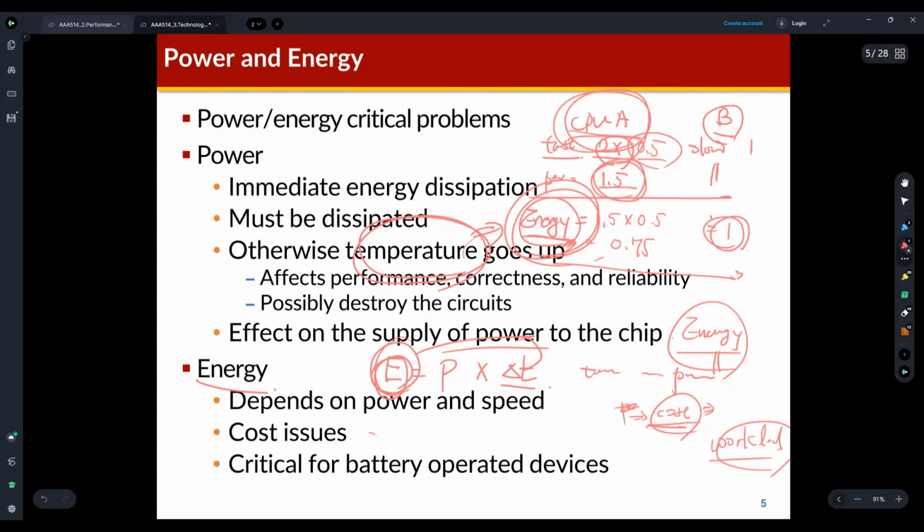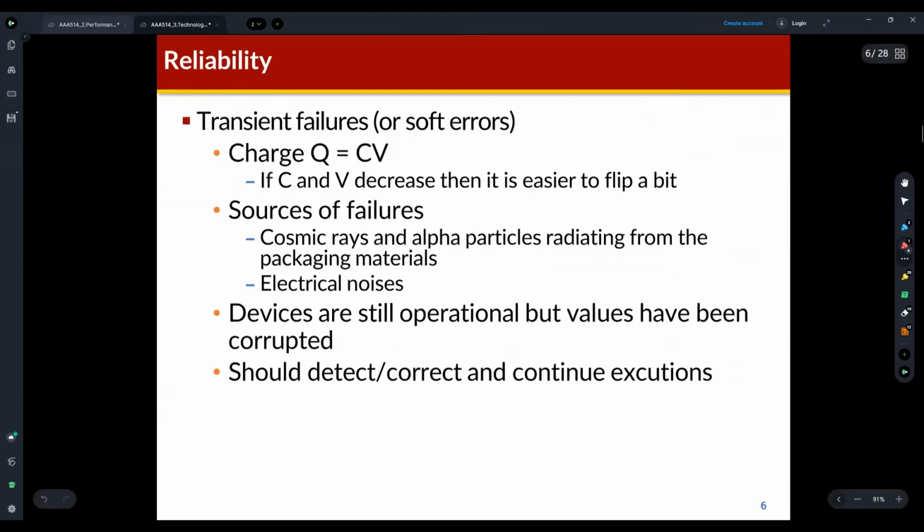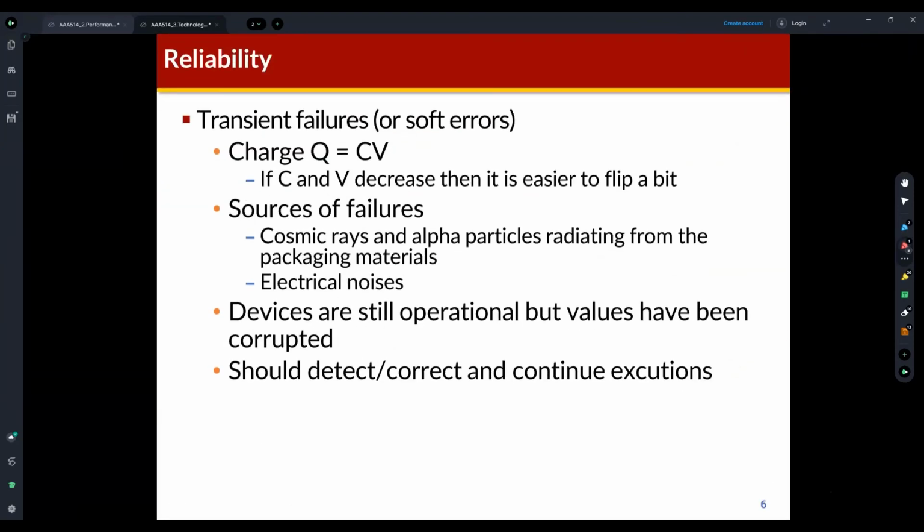Also, the energy is critical for mobile devices because mobile devices work with a battery, and the battery has limited electric energy. So we need to focus on the energy for these mobile devices. Okay. And then reliability. What is the reliability?